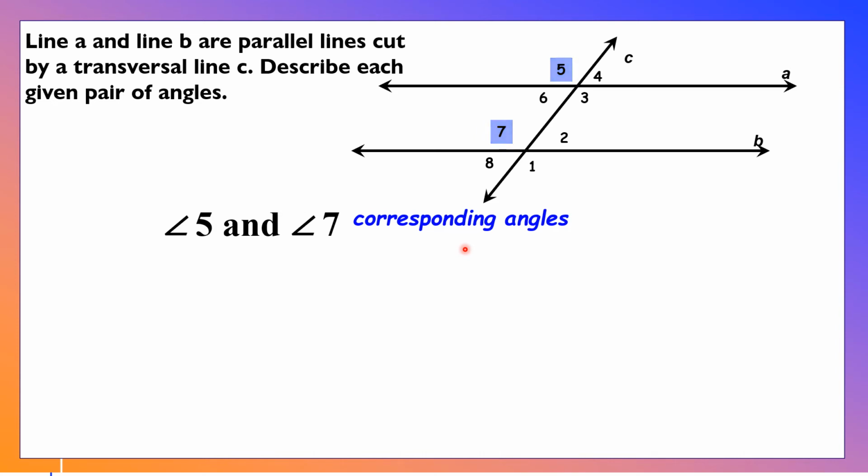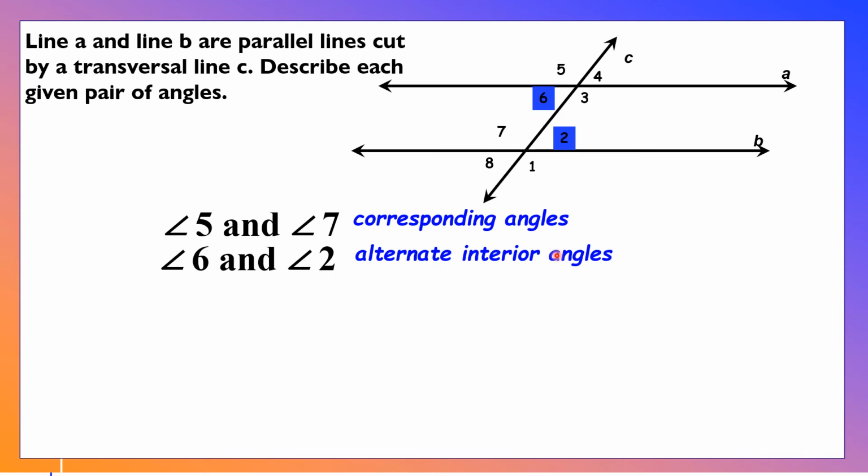Number 2, angle 6 and angle 2. Angle 6 and angle 2 are alternate interior angles. So, two non-adjacent interior angles sila on the opposite side of the transversal.